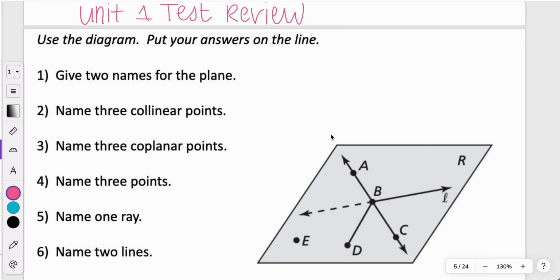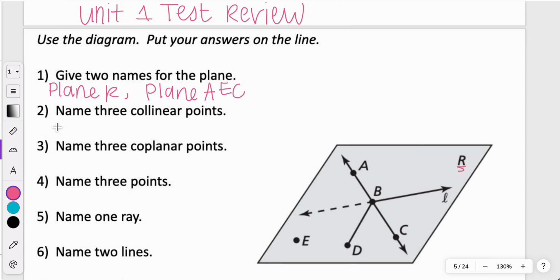The first piece of this is we're going to look at a plane. So give two names for the plane. One good place to start is just plane R, using this letter right over here. There's no point next to it, so we can easily say plane R. And then the next thing we want to do is use two linear points and one non-collinear point. So we can maybe say plane AEC. So we used A and C from that line, but then E was not included on the line, just so we know that it's including that space around it.